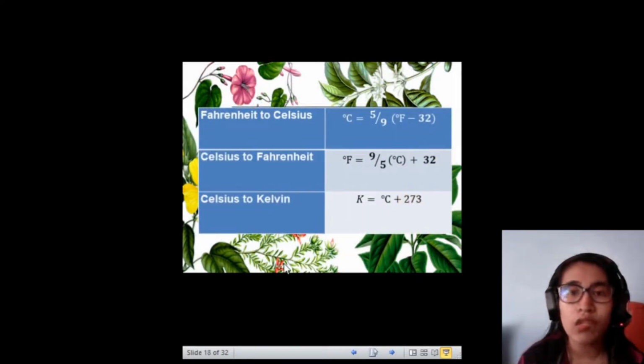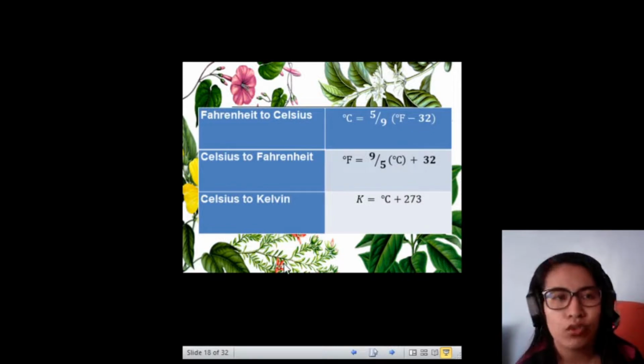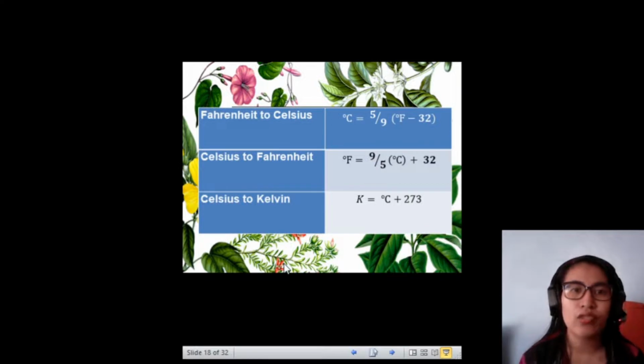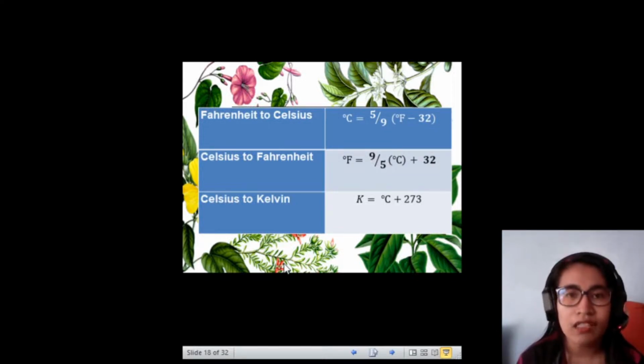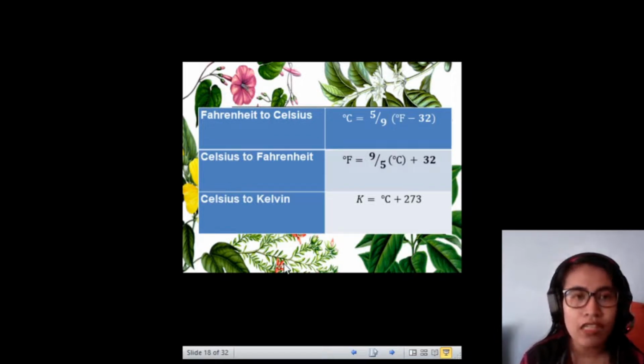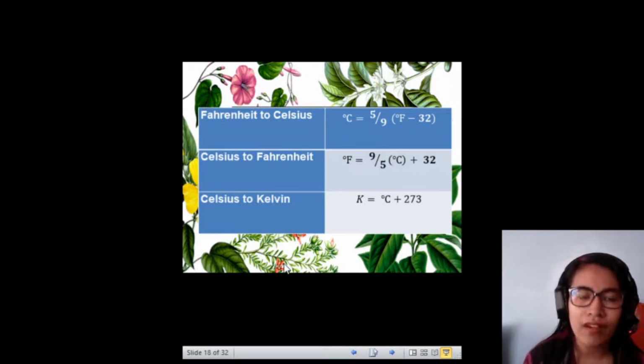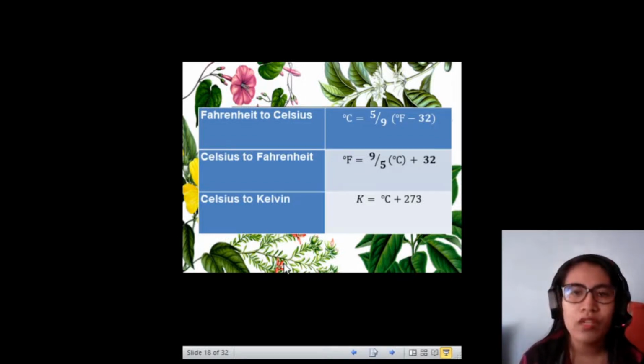Next, we have here the conversion of temperature from Fahrenheit to Celsius, Celsius to Fahrenheit, and Celsius to Kelvin. We have here Fahrenheit to Celsius: degree Celsius is equal to 5/9 times the quantity degree Fahrenheit minus 32. Celsius to Fahrenheit, we have degree Fahrenheit is equal to 9/5 times degree Celsius plus 32. Celsius to Kelvin, you have K is equal to degree Celsius plus 273.